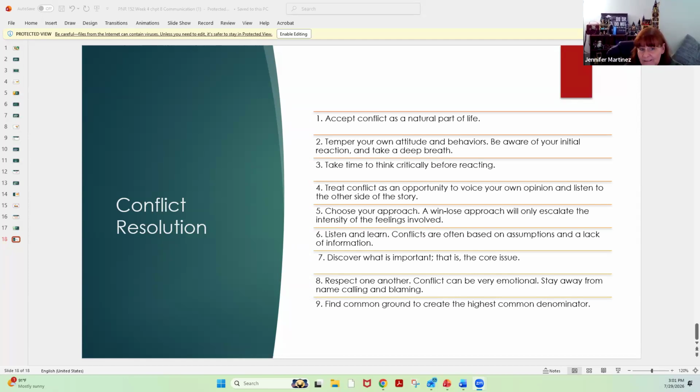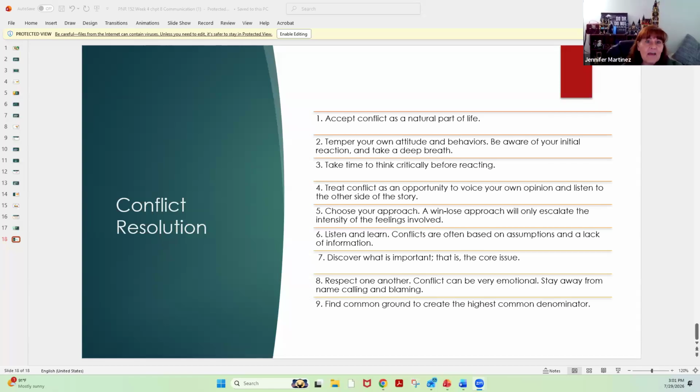And to have a win-win in a conflict, most likely it's going to involve some sort of compromise. You need to use your active listening skills. You may have to do some thinking out of the box as well, so that everybody wins in the situation. And then listen and learn. Conflicts are often based on assumptions and a lack of information, right?